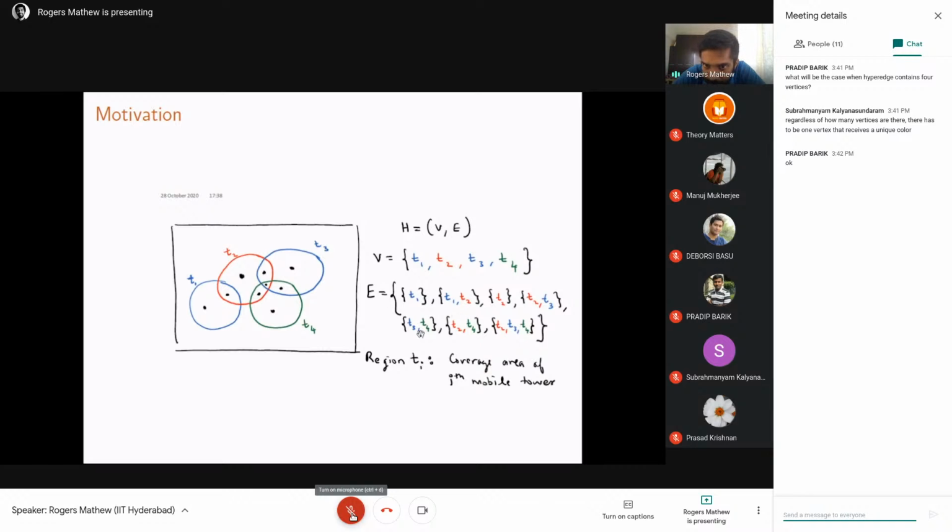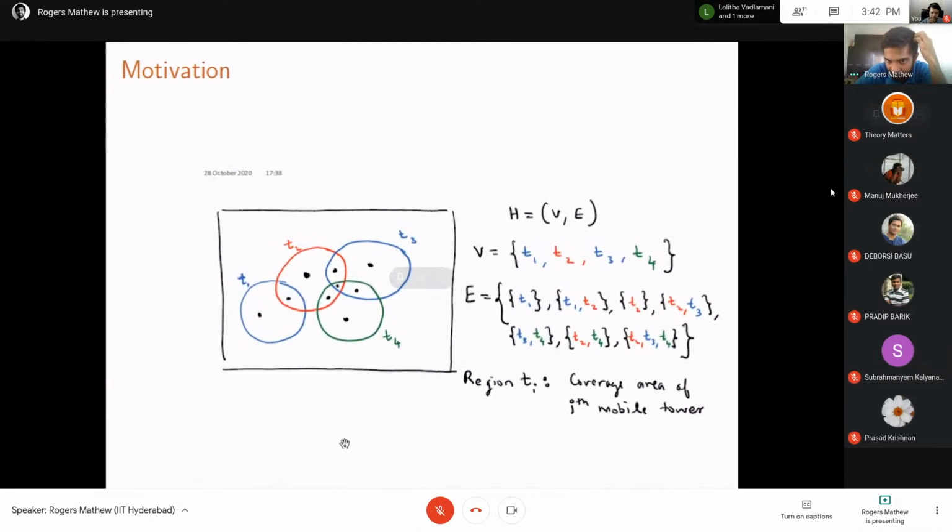So you have a hyperedge with just T4 and T2 here, and so on. So this point is in the coverage area of T2, T3, and T4, and you have a hyperedge with T2, T3, and T4. And now a conflict-free coloring here is the same as asking for the following: that at any point, a person standing there, or a device there, has some tower communicating to it in a distinct frequency.